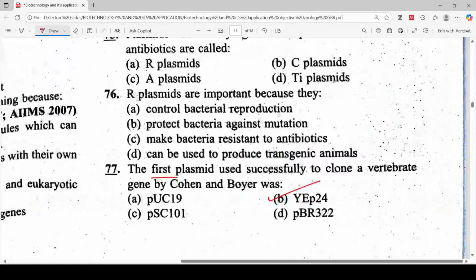Next question, R plasmids are important because they control bacterial reproduction. Option B, control bacteria against mutation. Option C, make bacteria resistant to antibiotics, and option D, can be used to produce transgenic animals. So the correct answer is option C, make bacteria resistant to antibiotics.